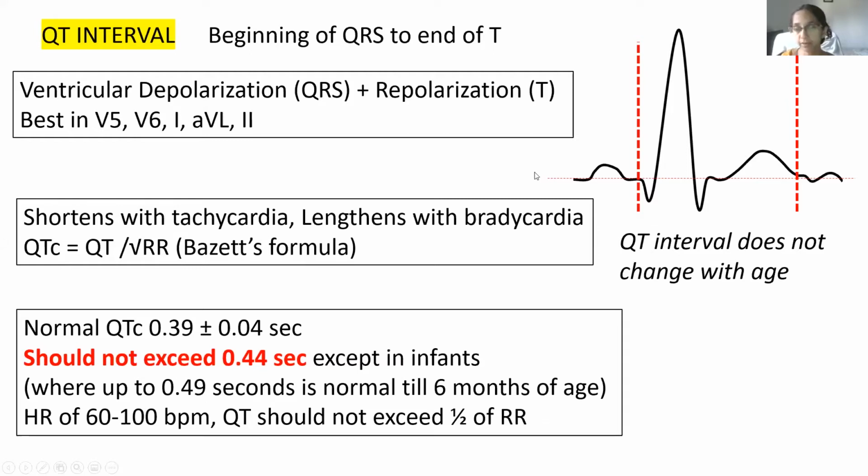A very rough way to calculate QTc is if the heart rate is around 60 to 100, QT should not be more than half of RR interval. RR interval is between the two consecutive QRS complexes. So it should not be more than half of that.